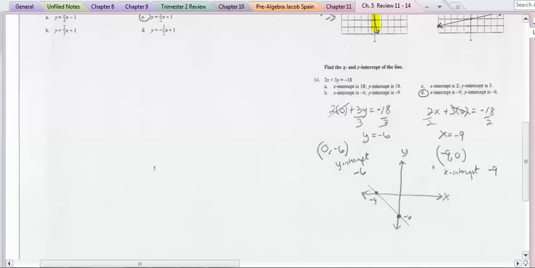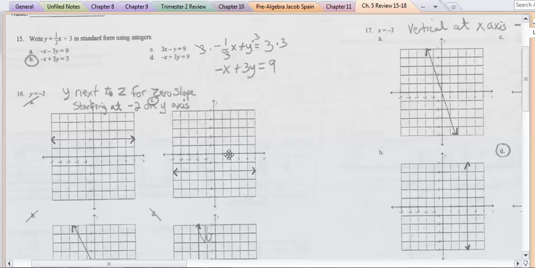So now I look and I make sure that my answer choice matches. So I solve for y. My y-intercept is 0, negative 6. So my y-intercept is negative 6. So that gives me this choice. And that was the only one that would work because my x-intercept is negative 9. Alright, I'll try to get through this.